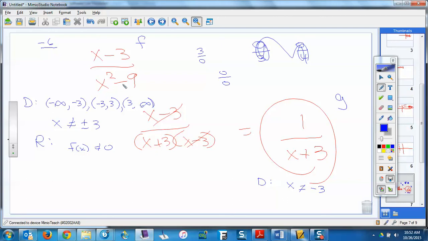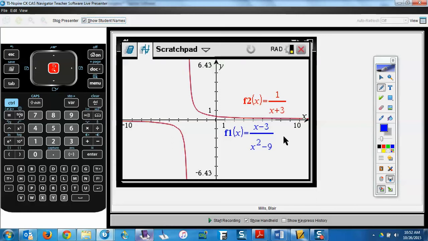9 minus 9, 0. Yeah. Well, that's no good. That's undefined. Put a negative 3 in this one. Well, 1 over 0. But again, same thing. Undefined. That's bad. Okay? And we can clearly see that on our picture, that you put a negative 3 and that's bad.